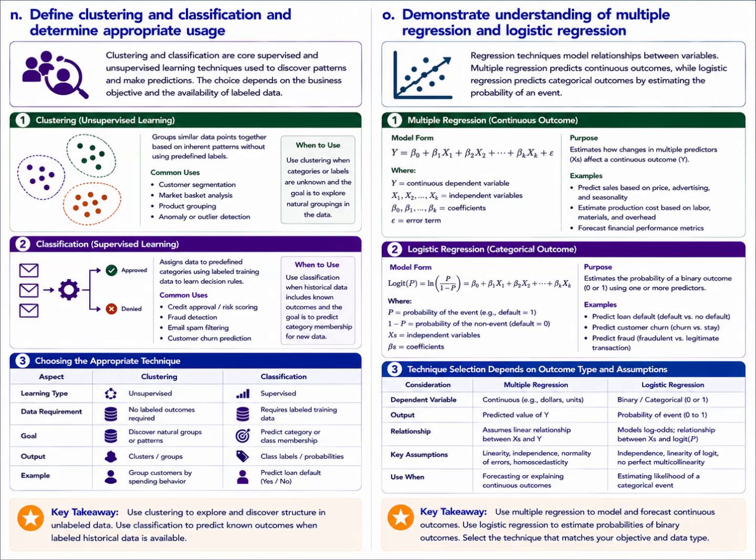Clustering is an unsupervised learning technique that groups similar data points. It identifies natural patterns without predefined labels, making it useful for customer segmentation, market analysis, and anomaly detection. Classification is a supervised learning technique that assigns data to predefined categories. It relies on labeled training data to predict class membership, such as credit approval decisions or fraud detection.